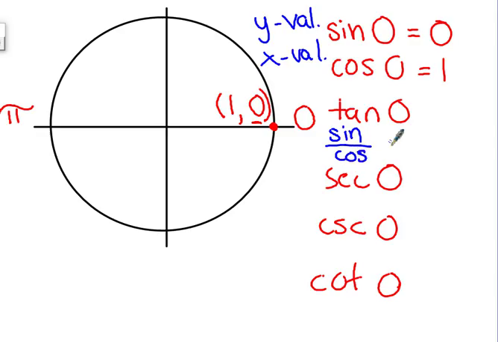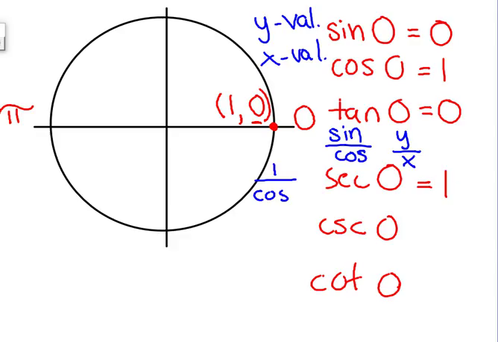Tangent is actually going to be the ratio of sine to cosine, or in other words, the y coordinate over the x coordinate. If I take the sine divided by cosine, that's 0 divided by 1, and 0 divided by 1 is just 0. Secant of 0: secant is the reciprocal of cosine. Our cosine value was 1, so if I flip that over I get 1 over 1, so secant of 0 is just 1.